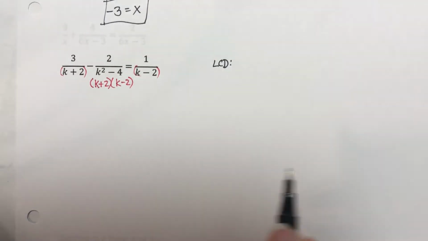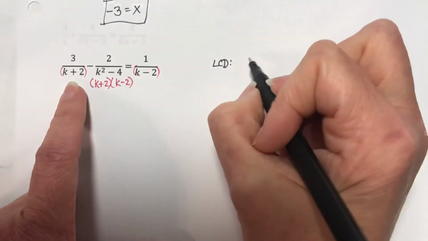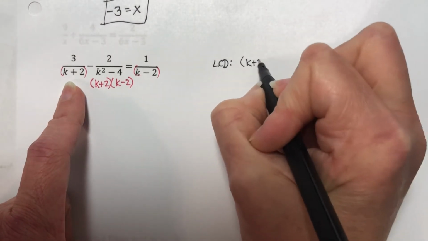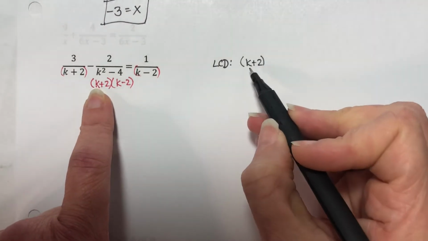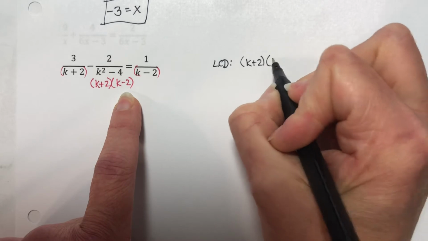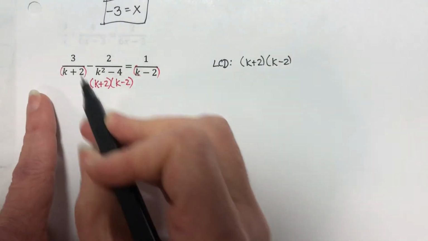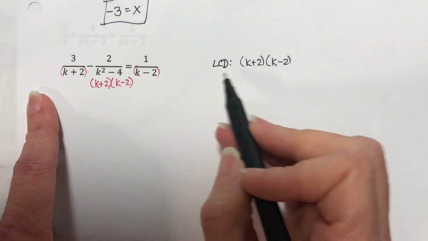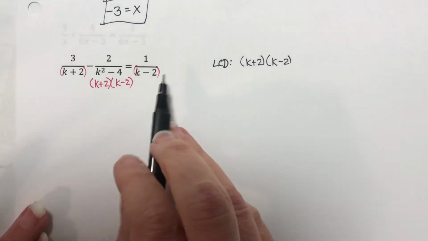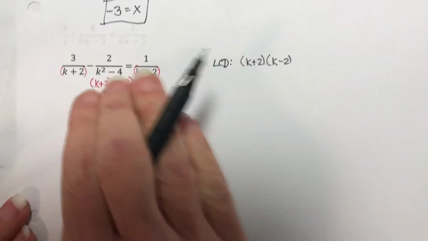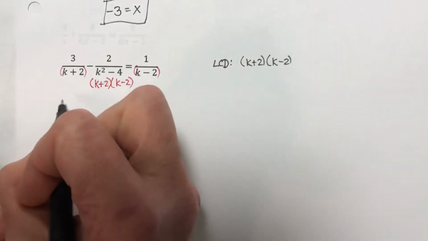So for my LCD, I need a k plus 2. I have the k plus 2 written. I need a k minus 2. And I have a k minus 2 already written. None of these are raised to exponents other than 1, so this is my LCD. So I need to multiply each of these three things by this.